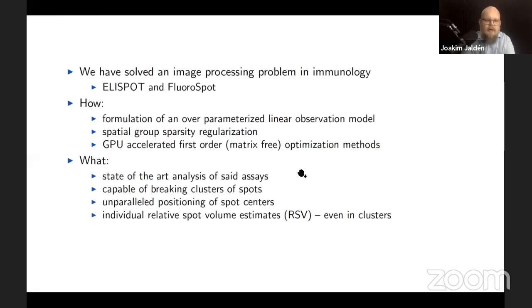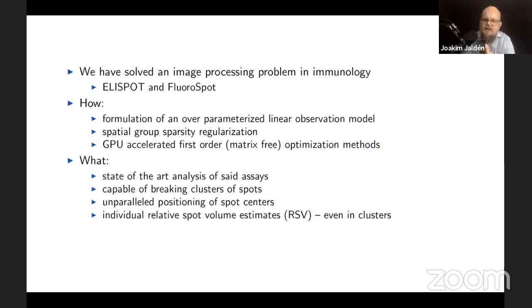So all of this has contributed to a state-of-the-art solution in this particular field. So this piece of software that you can use to analyze these now is really the best you can get for this particular application. In particular, it beats anything that's on the market in terms of breaking clusters of spots. So you can work with much higher concentrations than you can with any of the other methodologies. It has unparalleled positioning of the spot sensors.